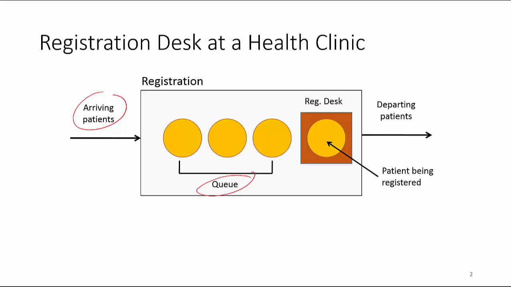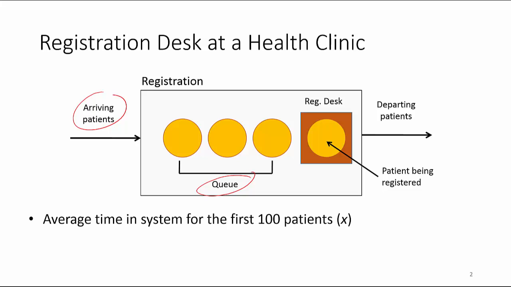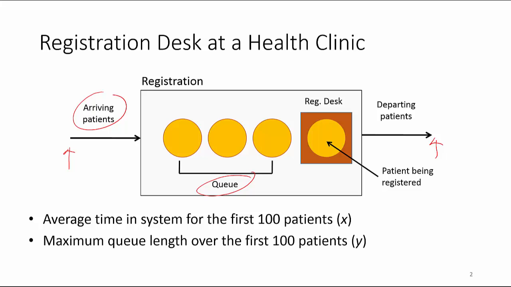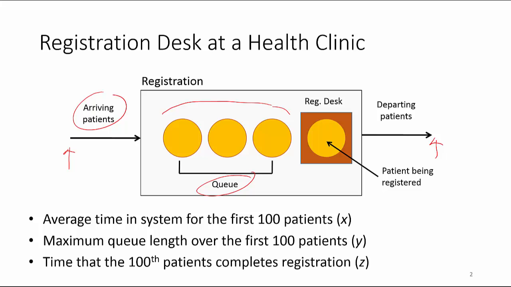And we're interested in three basic things. For the first 100 patients, the average time in system, which is the time from when they arrive until they depart registered. We want to know the maximum queue length over the first 100 patients, so the maximum number of entities waiting in line while the system is operating. And finally, we'd like to know at what time of the day the 100th patient completes registration. So let's focus on this first random variable, x.